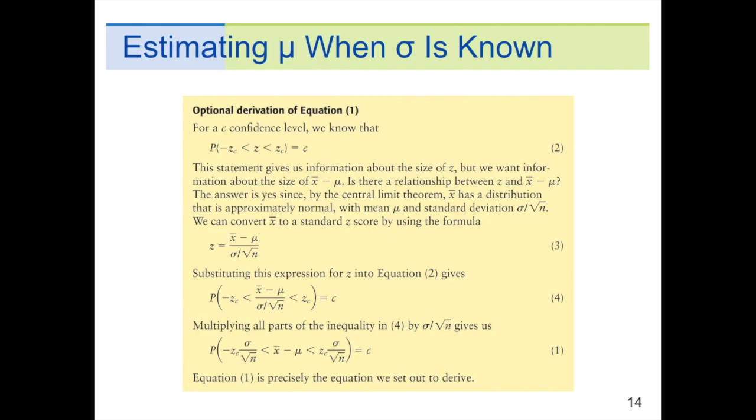We can convert x bar to a standard z-score by using the formula z equals x bar minus mu divided by sigma divided by the square root of n. So the probability that all of that is between negative z sub c and z sub c is c.